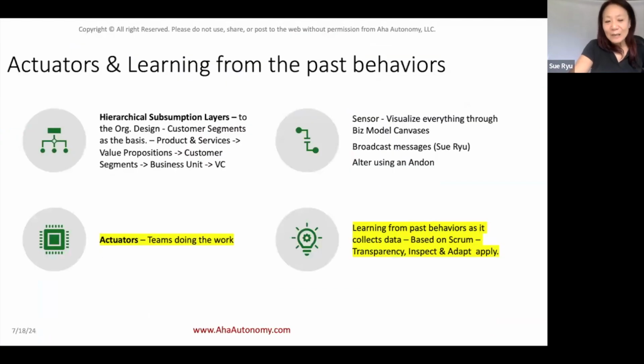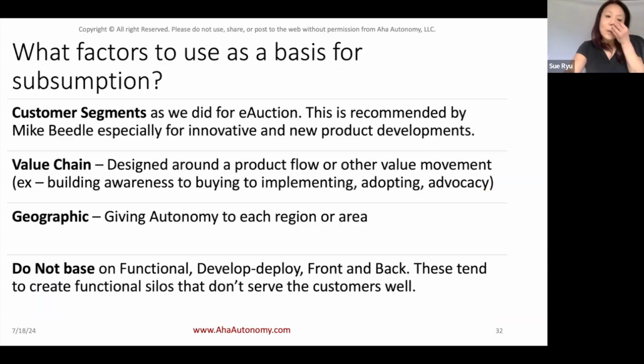Okay, so the actuator function of the Agile organization: the actuator is actually the team doing the work, right? And learning from past behavior is done very well with Scrum itself. It's based on Scrum, so the same thing applies with transparency, inspect and adapt. So what other factors can you think of to use as a base for subsumption?